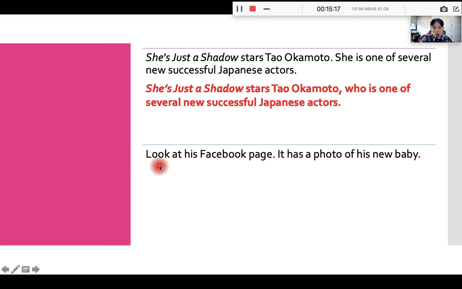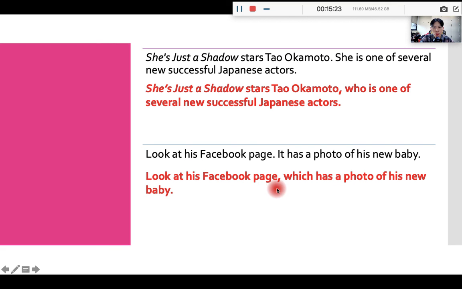And finally, look at his Facebook page. It has a photo of his new baby. So look at his Facebook page, which has a photo of his new baby. Okay, so we all know his Facebook page. In this situation, this man is our mutual friend.